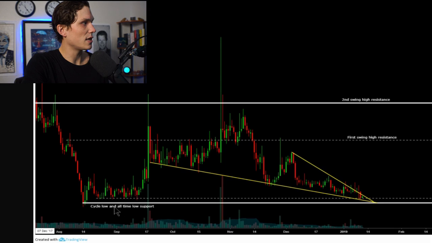Right? So how am I setting this up? Here's my cycle low, all-time low support. I want to be entering in the 269, 270 to really 292 sat area. Right? Draw a falling wedge as well for the pattern traders.